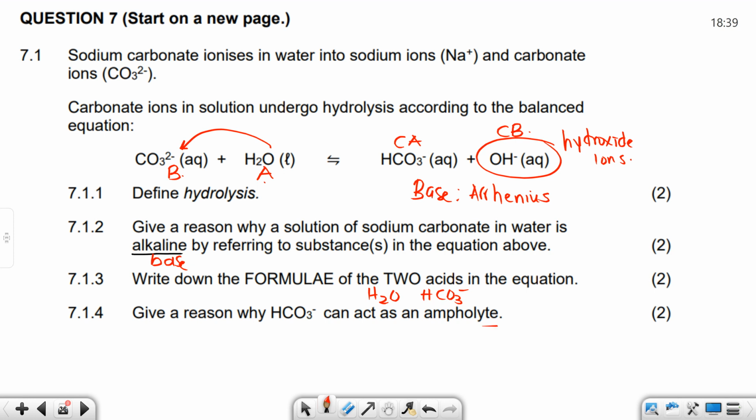And what is an ampholyte? Give a reason why this can act as an ampholyte. It can donate and receive a proton. That can act as an ampholyte: it can donate and can receive a proton. So it can act as an acid and a base.